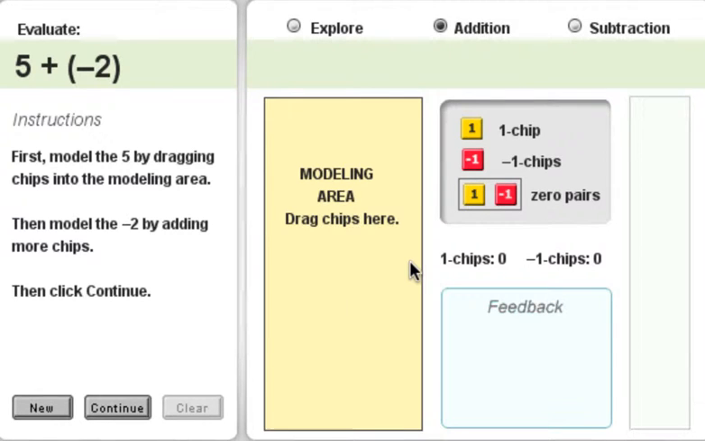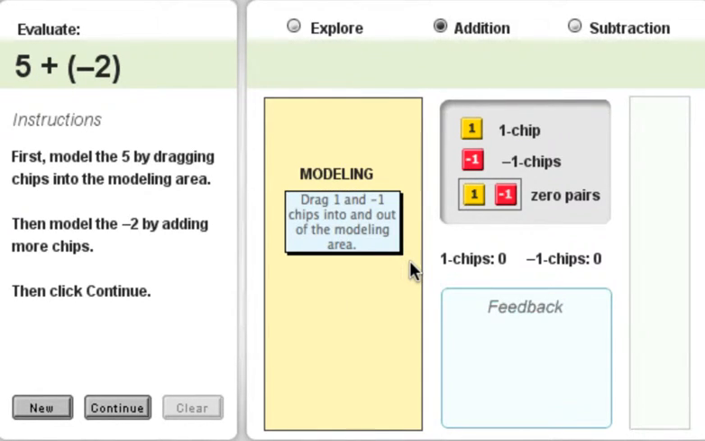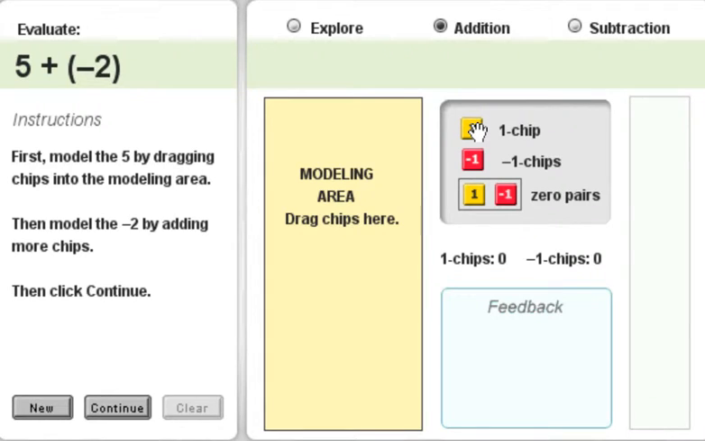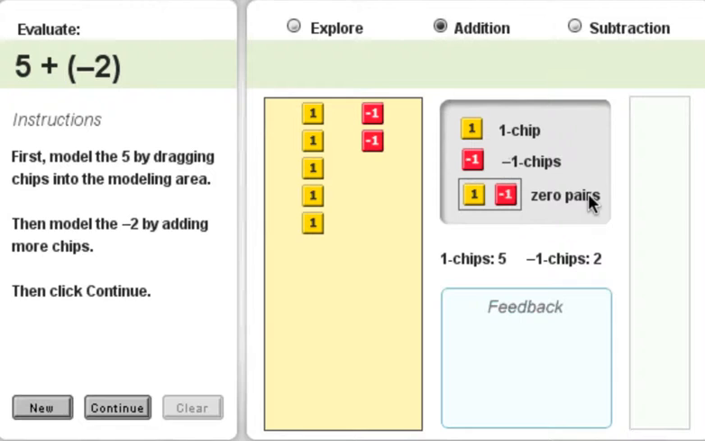Integers using the chip model. Let's go over a couple examples. So the question says, do 5 plus negative 2. Well, if we're going to represent 5, we click on the positive chip, so we're going to put 5 in. And it says we're adding negative 2, so we would put 2 negatives into the problem. So there's 5 represented here, negative 2 here.